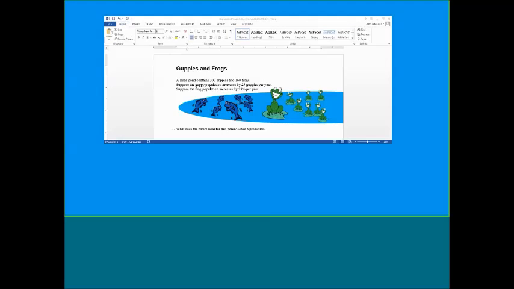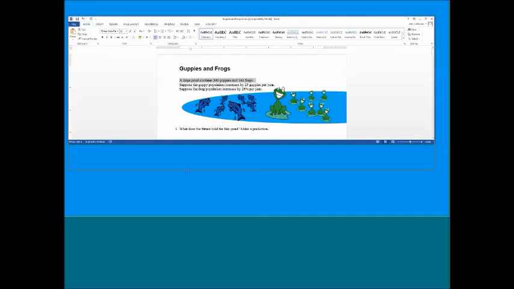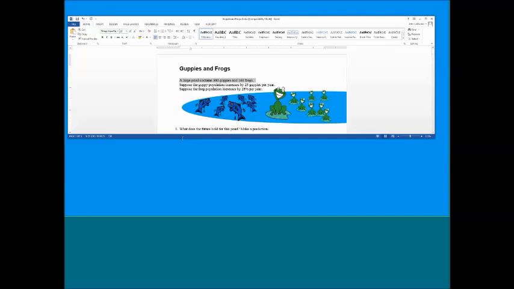And so what we'll do is get the guppy problem here. And this handout actually is in Word, that you're going to get, and you'll see lots of opportunities where you can change the questions to meet your students' needs.